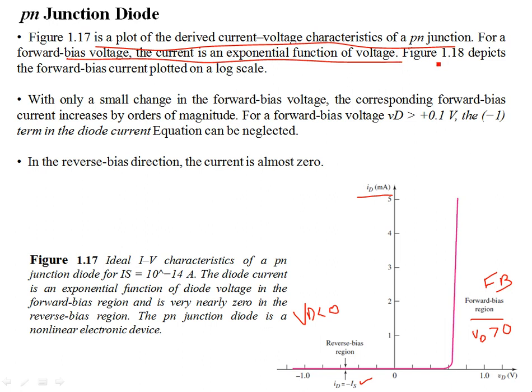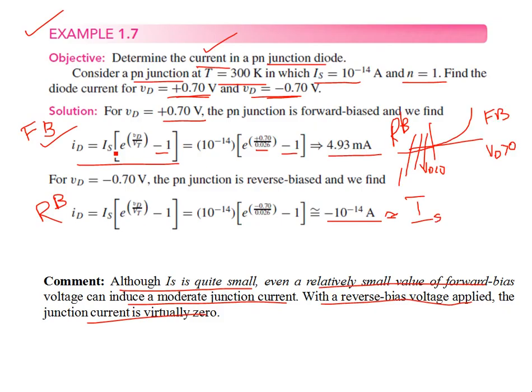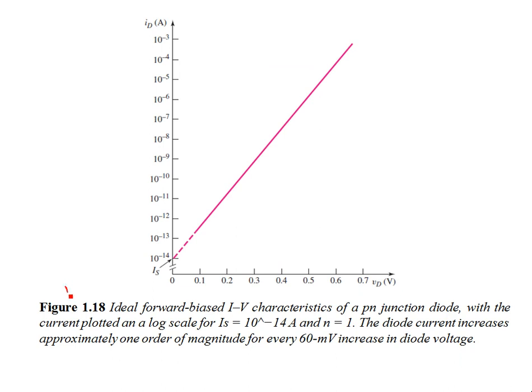There's another figure, 1.18, that depicts the forward bias current plotted on a logarithmic scale, because you see the characteristics are exponential. So if you take the logarithm on both sides, you get a linear scale, and this is shown in figure 1.18. This is the logarithm of the current versus the voltage, the ideal IV characteristic of a PN junction diode with current plotted on a log scale.